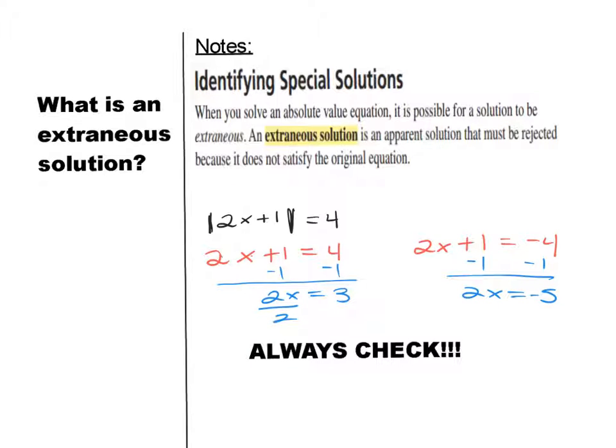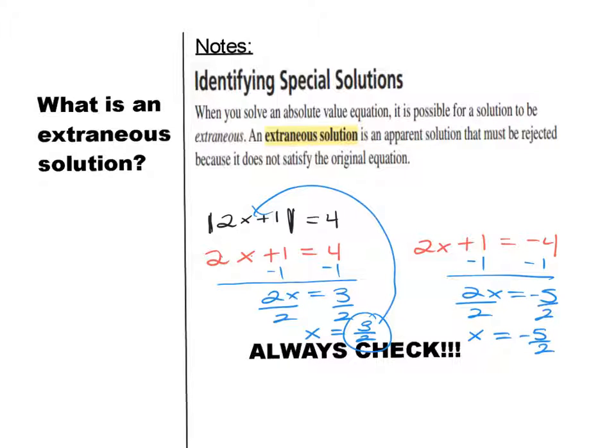Divide by 2. X equals 3 halves. Divide by 2. X equals negative 5 halves. And then you have to check to see if they both work in the original. So I'm going to plug this back in.